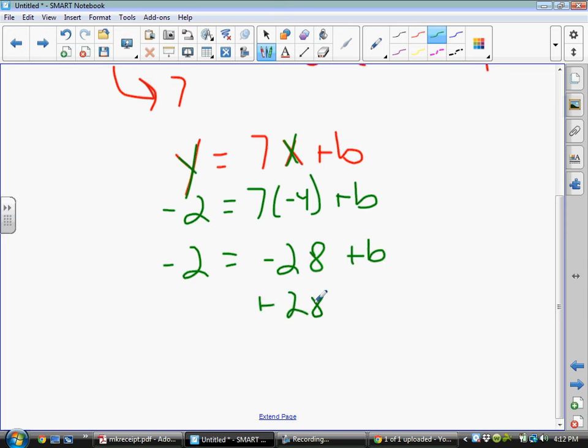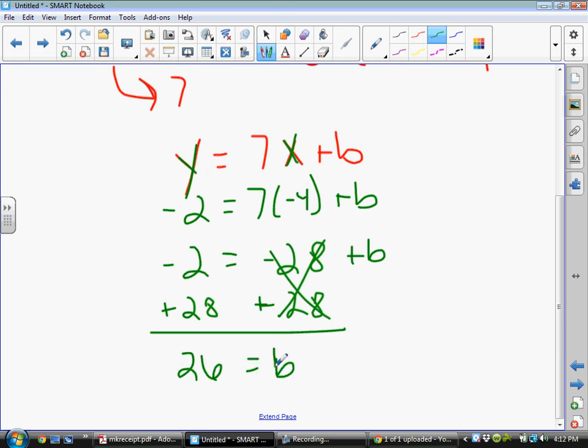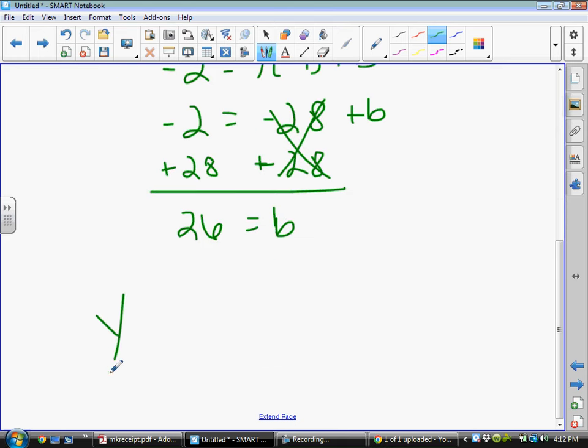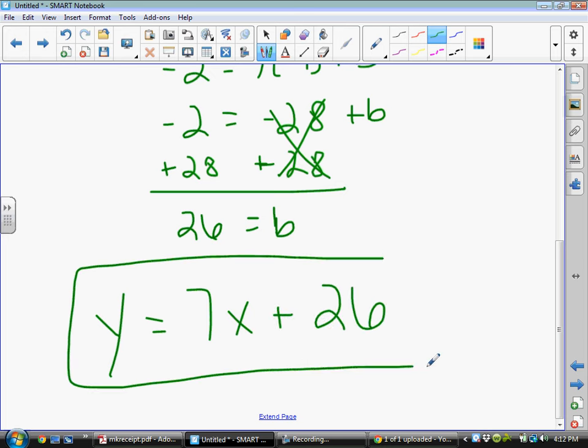I want this to become 0. So adding 28 to a -28 makes that go away. This becomes +26. So my starting value is going to be 26. So now my final equation has both my slope of 7, there's an x next to the slope, plus my starting value, or my y-intercept, is 26. Okay, so first you find your slope by doing the change in y, change in x, and you divide them. Then you plug in a set of points to find the starting value.